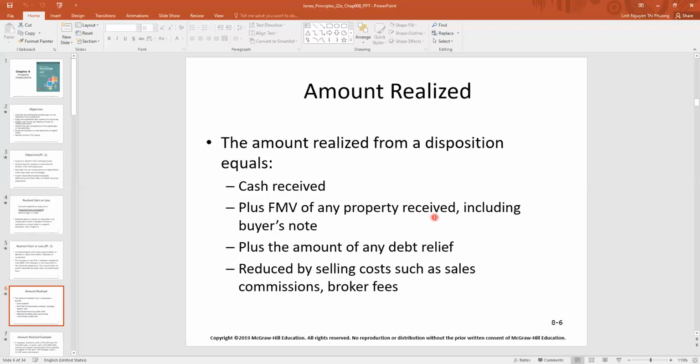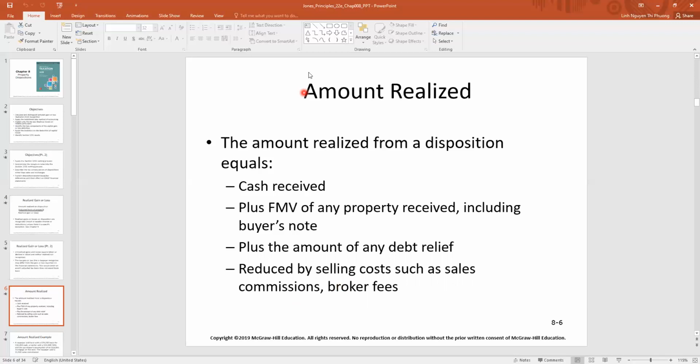All right. Now, if the buyer doesn't have enough money to pay us, they will give us a note, and so the amount realized also includes the buyer note. It also includes any amount of debt relief, and this amount realized will be reduced by the selling costs, like sale commission or brokerage fee.